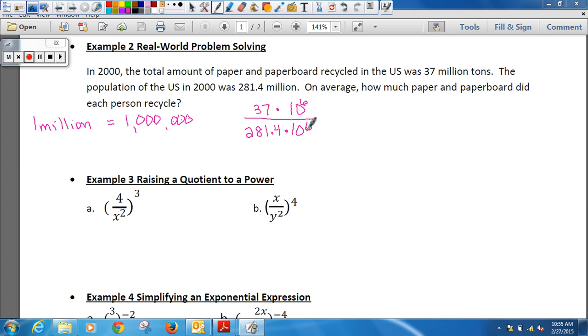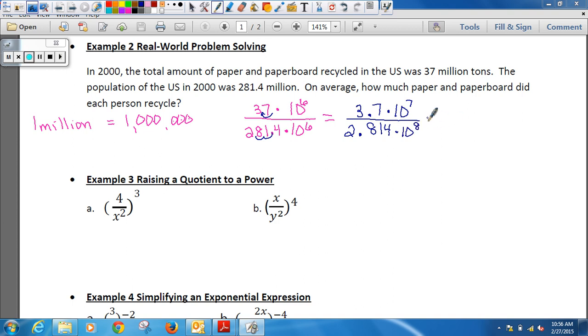It's not actually scientific notation because if you look at the A's, those are both greater than 10, so we would have to change them if we wanted it to be in scientific notation. So if I want to change this, I move my decimal one place to the left, so it'd be 3.7 times 10 to the 7th over 2.814 times 10 to the 8th.